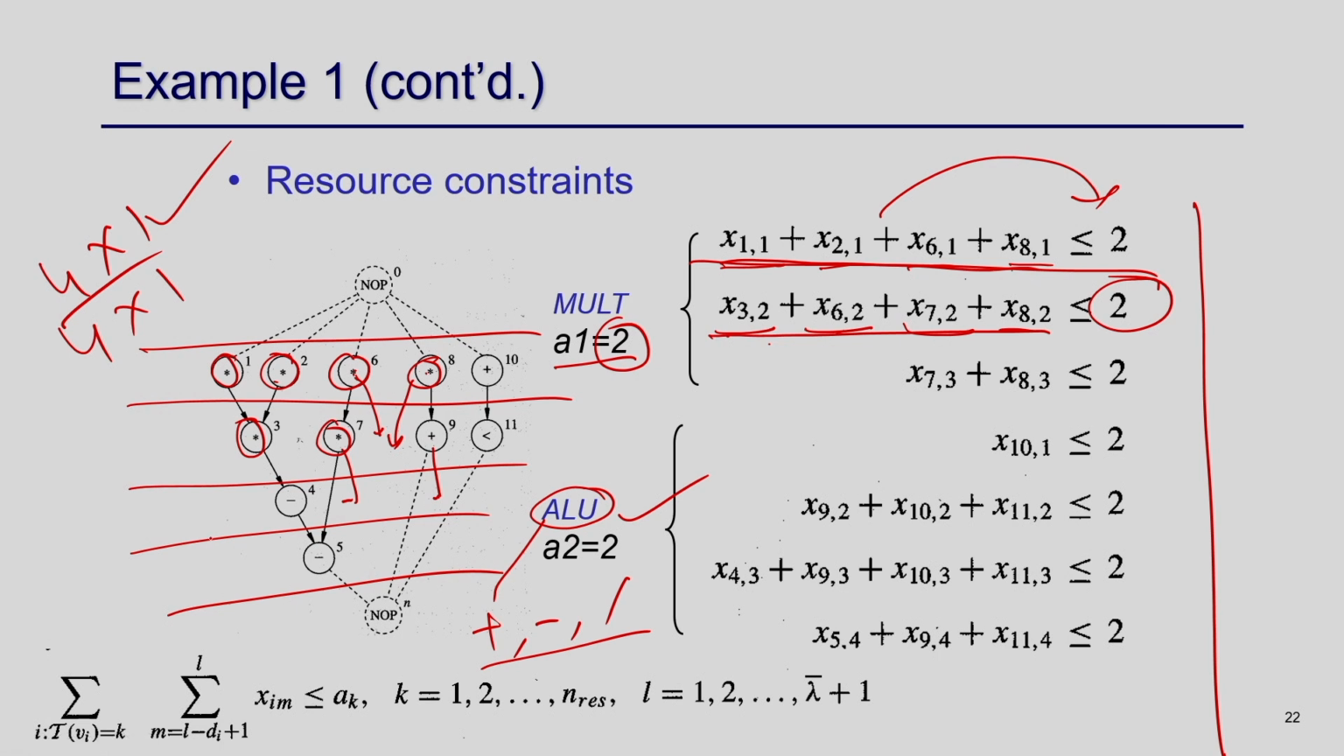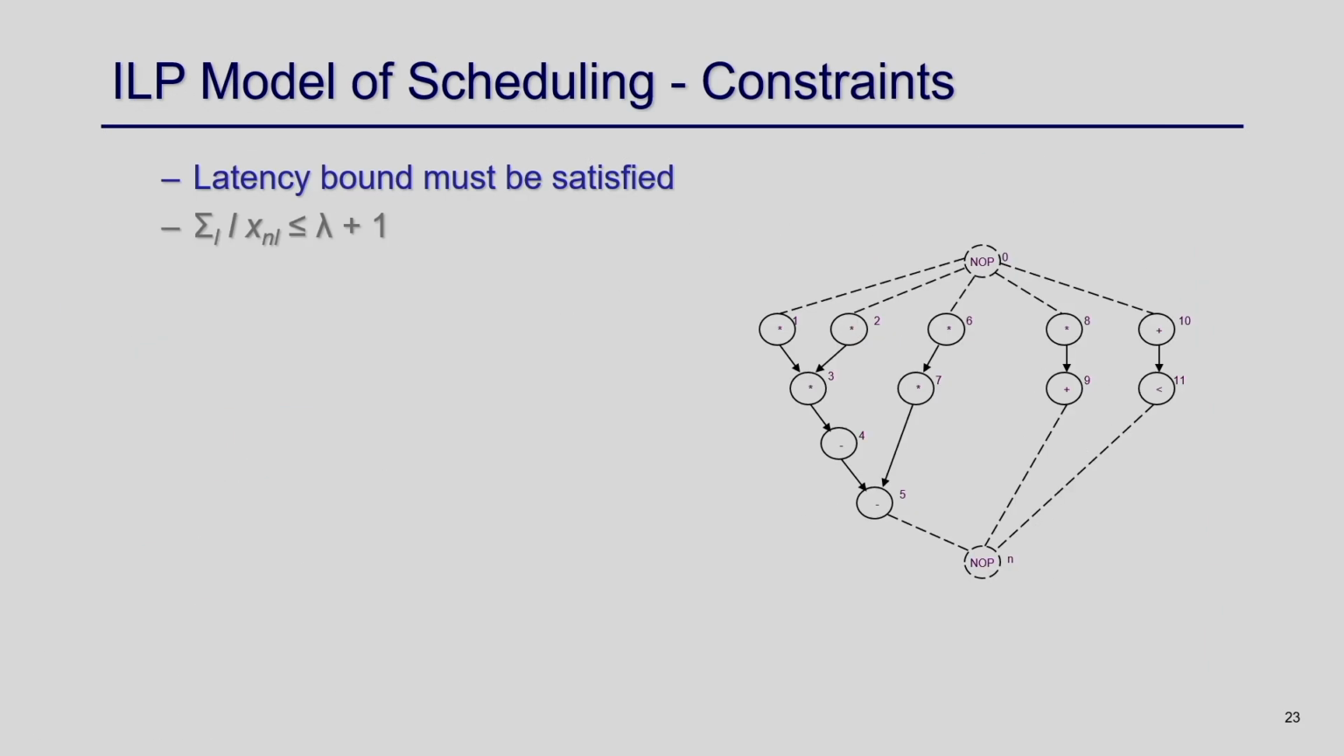Similarly, for the ALU operations I can identify the constraints. I am not going into detail of each expression, but we can understand that for each type of resource and each timestamp I will have a constraint which makes sure that the number of running operations in that particular timestamp is less than or equal to the resource bound. So, this is the resource constraint.